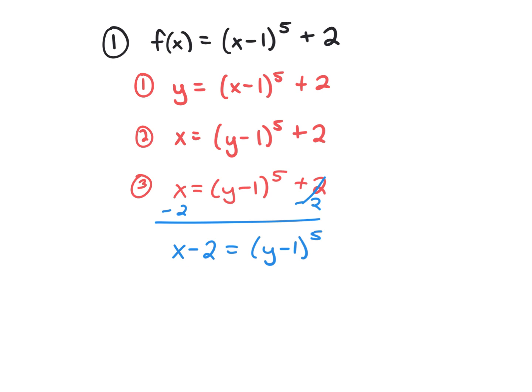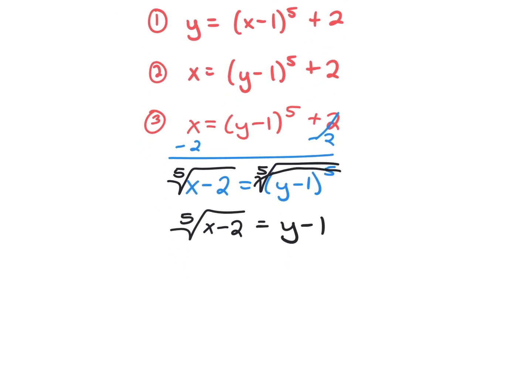Okay, how can I open up those parentheses? What would I do if this was a squared here? I would take the square root, right? We're going to do the same thing, but I'm going to take the 5th root. Same thing. So what I do to one side, do to the other. So now I have the 5th root of x minus 2 over here, just like the square roots. These cancel, so I'm left with y minus 1.